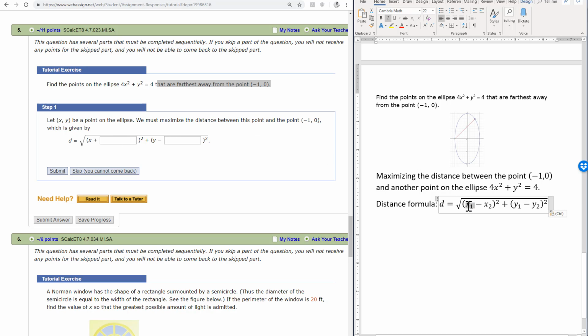And so if we let (x, y) be a point on the ellipse, then the x value that you're subtracting from is -1, and then your y value is this point 0. So that's what we're putting over here, except they put a plus sign here already, so we want to make sure we just put a positive one, because it's actually x minus -1, and then we have y minus 0.